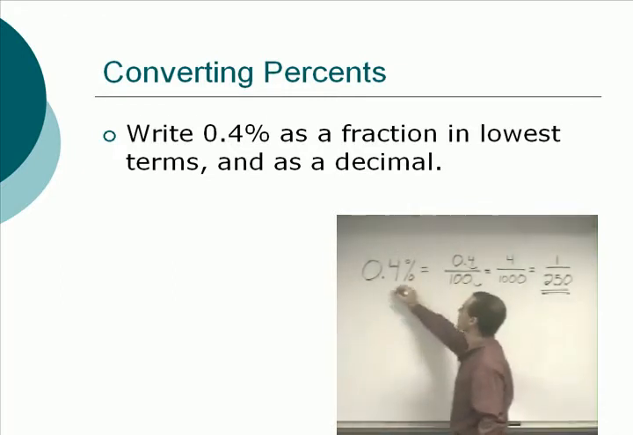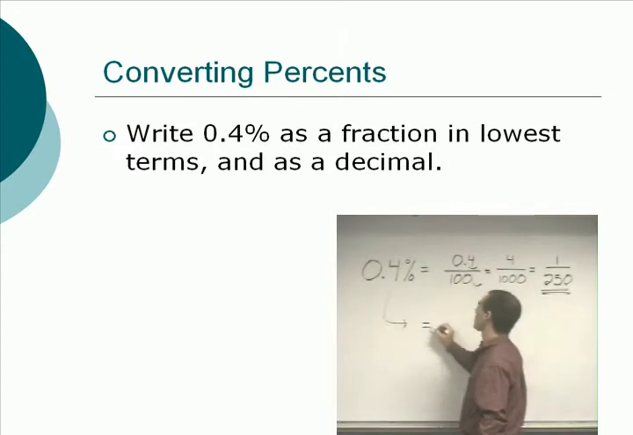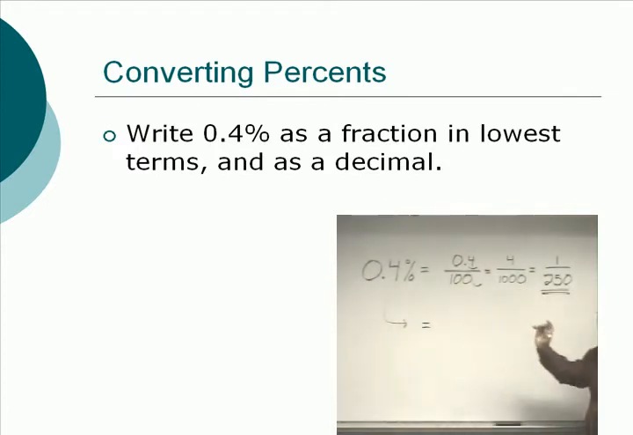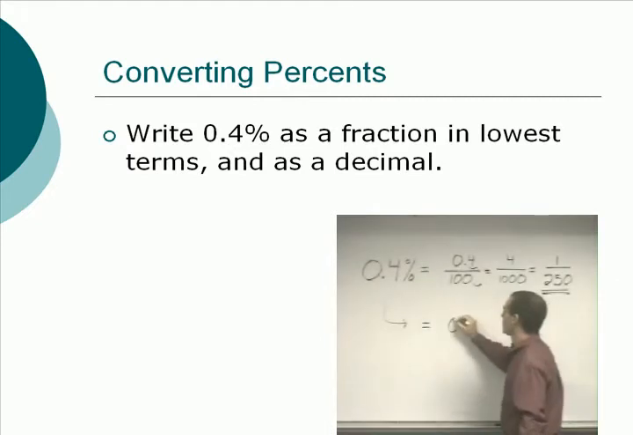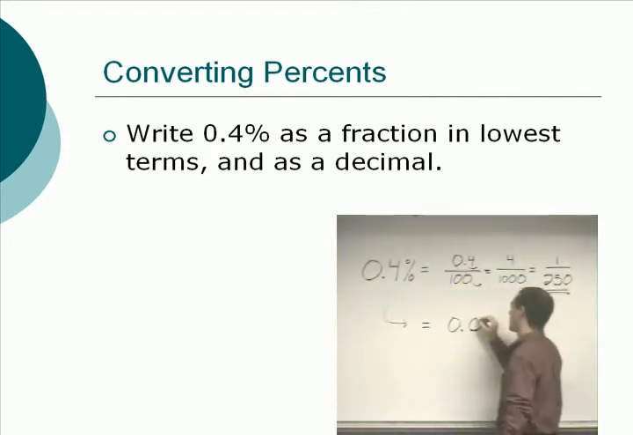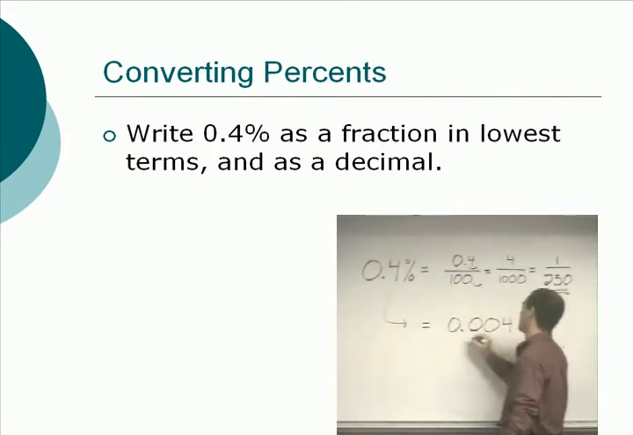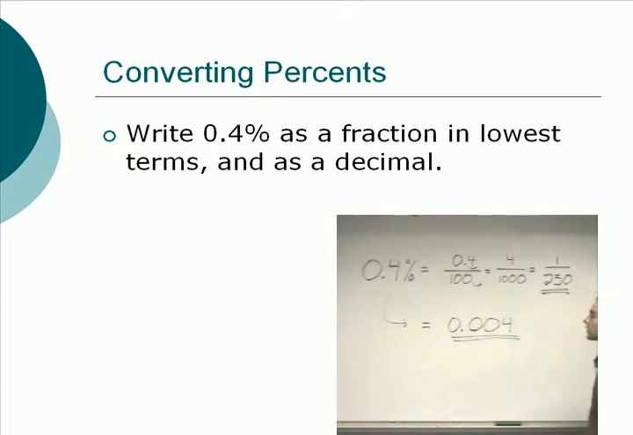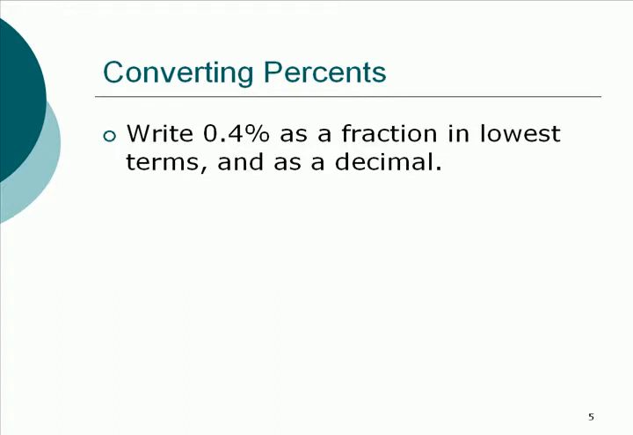And of course, if we write 0.4% as a decimal using our rule, we want to get rid of the percent sign, so we're going to move away from a percent, move the decimal away, and this becomes 0.004. We've written it as a fraction in lowest terms and as a decimal. We've answered the question.